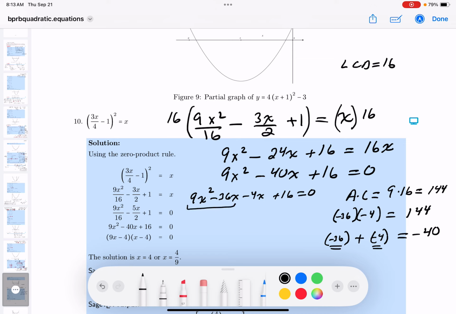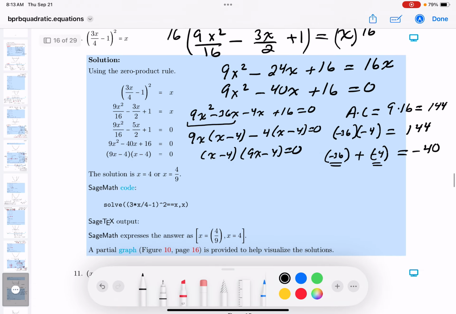I'm going to factor by grouping. What comes out from the first two terms? 9x. What do you get? x minus 4. Then minus, what comes out of the next two terms? A 4. And what do you get there? x minus 4. I'm looking at that. Does that factor? Yep. x minus 4 and 9x minus 4 equals 0. All right, a long road, wasn't it?